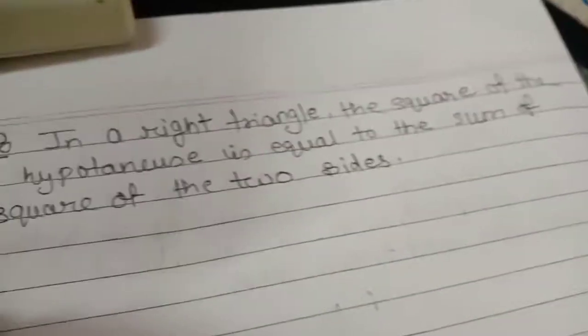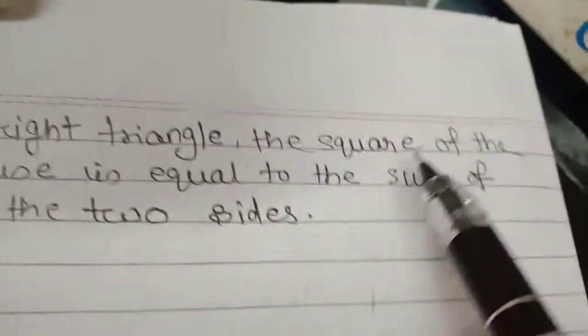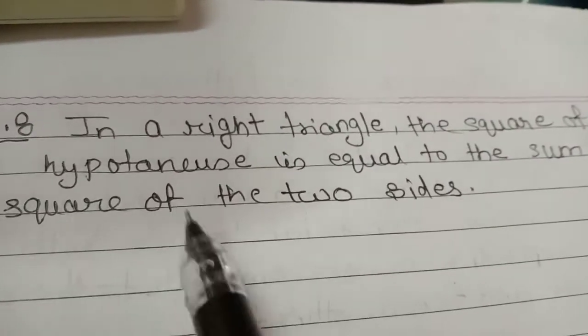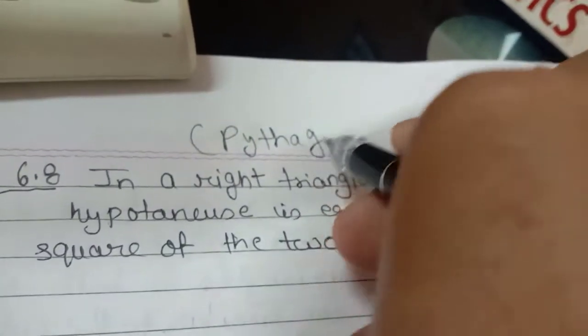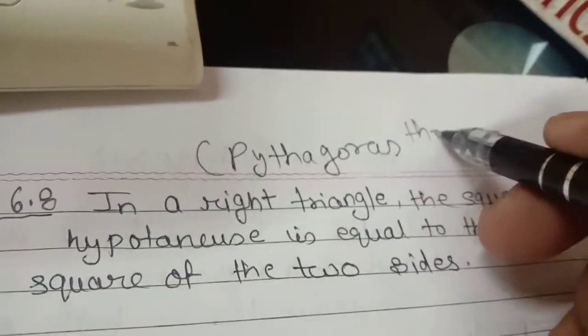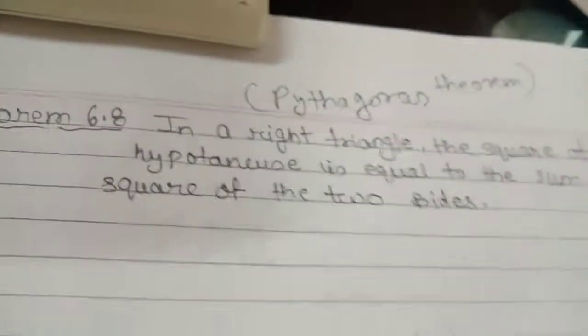Now come to theorem 6.8. It is given as: in a right triangle, the square of the hypotenuse is equal to the sum of squares of the two sides. It is also called the Pythagoras theorem. In the first segment, as I sent you theorem 6.7, that is one of the best concepts to understand Pythagoras theorem, on the basis of similarity of triangles.